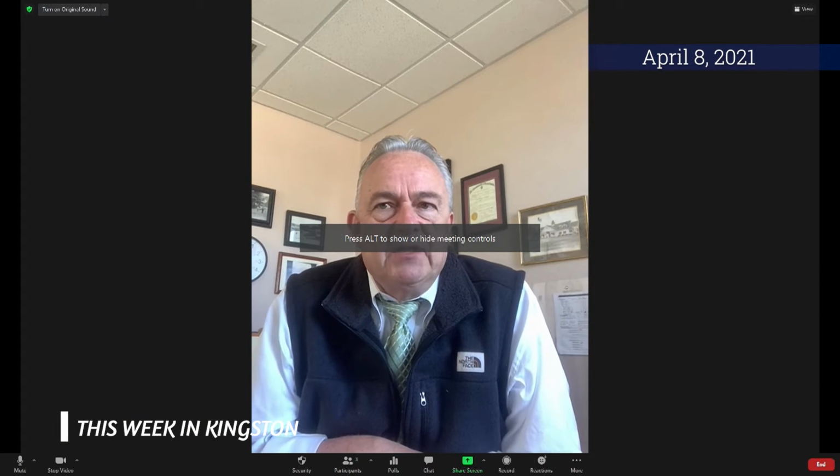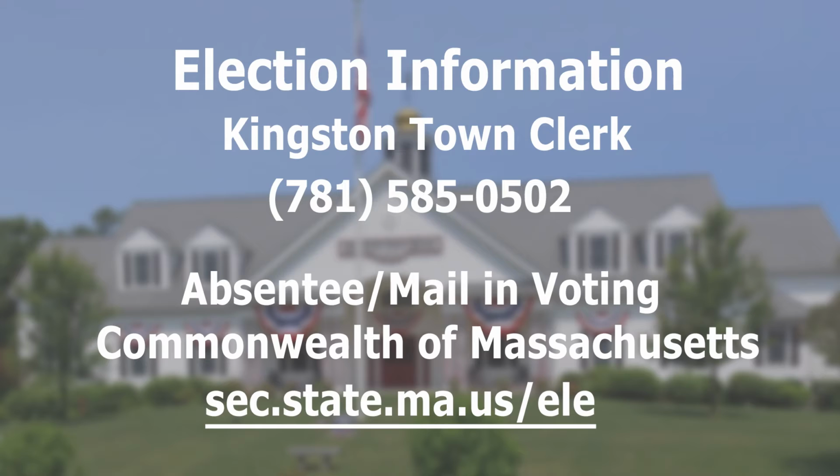Absentee early voting applications by mail are available on both the Kingston website and www.sec.state.ma.us/ELE. There's a lot of voter registration information. Register to vote there. You can print off an absentee early voting application to vote by mail and send it in to us, and we'll send it out to you to vote. Absentee ballots aren't yet available, but should be in the next couple of days. If you have filled out an application, you'll probably get it within the next week or so.